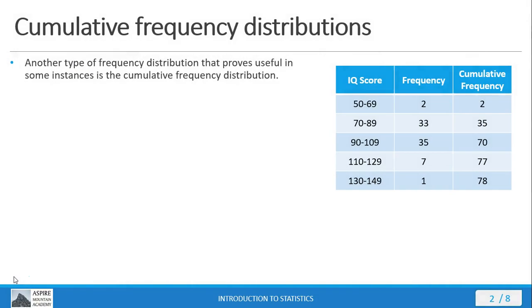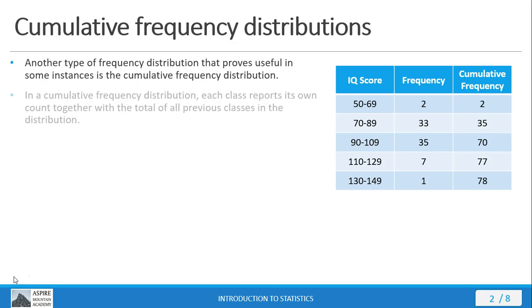We've talked about transforming frequency distributions into relative frequency distributions by using percentages. Now, we're going to talk about another type of frequency distribution called a cumulative frequency distribution. A cumulative frequency distribution reports the counts for each category as well as all previous categories before it.